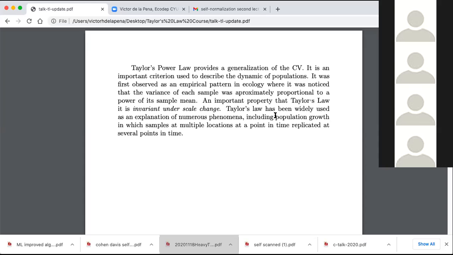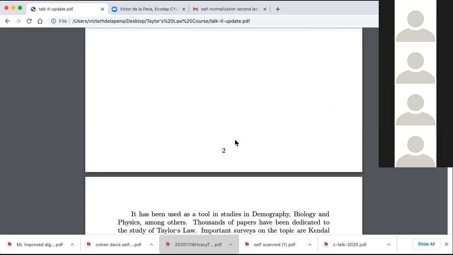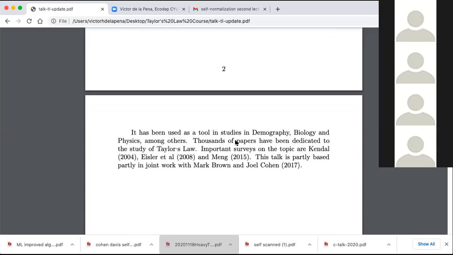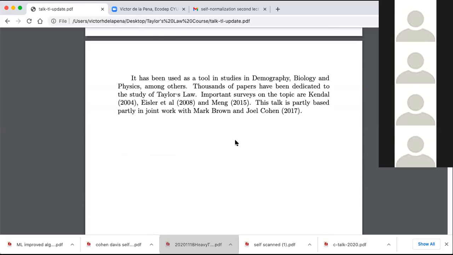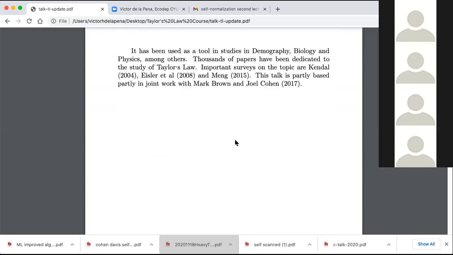Taylor's law has been widely used as an explanation of numerous phenomena, including population growth, in which samples at multiple locations at a point in time are replicated at several points in time. Again, as I discussed before, this is a copy of what I discussed before, so I'm going to skip.